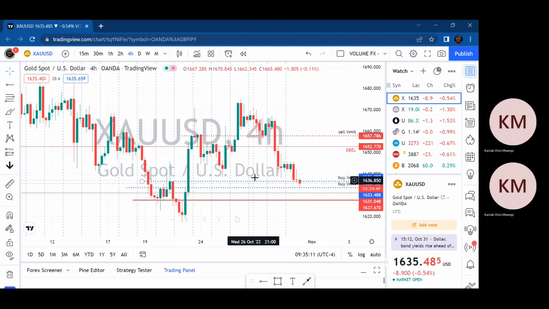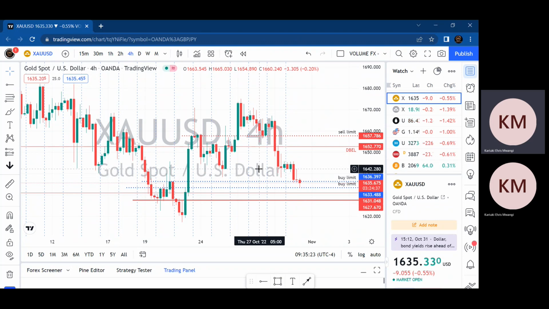A buy limit. This market originally was here. Originally on Friday, we bought it at 1642. You remember it was at 1642? Yes. So what did I anticipate the market to do?